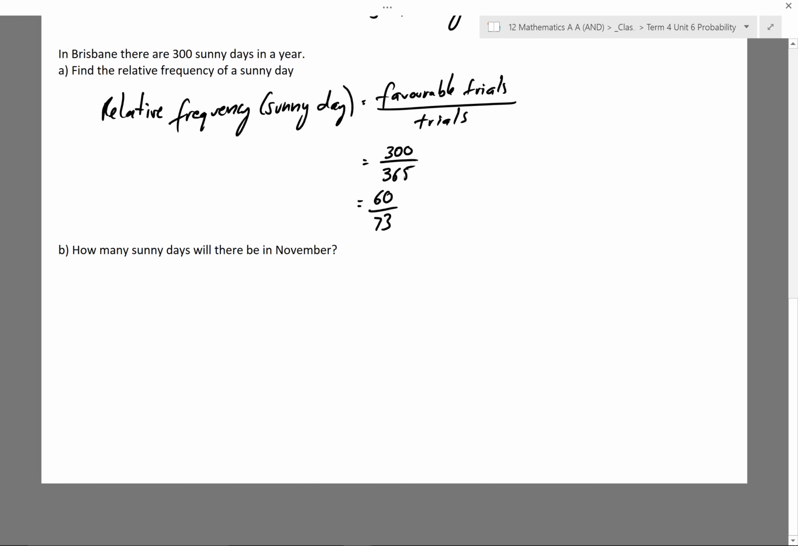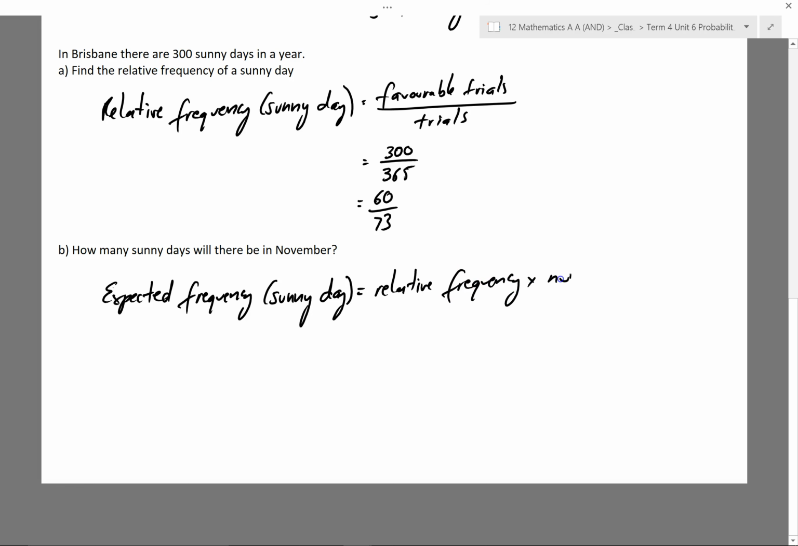How many sunny days will there be in November? So I'm thinking, what's the expected frequency of a sunny day? And I know that will be the relative frequency multiplied by the number of trials.